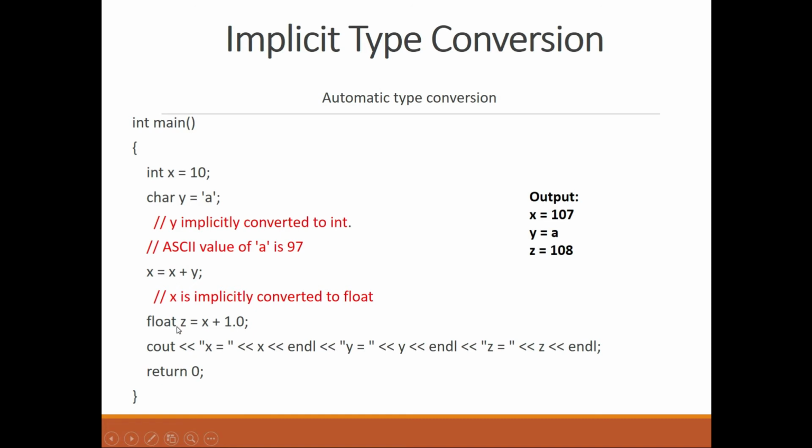Now float z equals x plus 1. What is the value of x? Sorry, not 10. Here your x value has been changed to 107. So 107 plus 1. You can see it is an integer, and now 107 plus 1 is stored in z, which is a float. That is also possible. So cout: the value of x is 107. Next line, the value of y is 'a', and z equals 108. This is how implicit type conversion can be made.